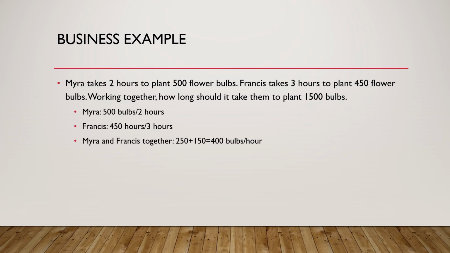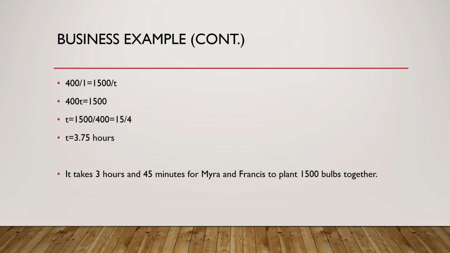Myra will plant about 250 bulbs per hour, and Francis will plant about 150 bulbs per hour, so added up that is equal to 400 bulbs per hour. You then set 400 over 1 hour equal to 1,500 over t, which gives 400t equals 1,500. t then equals 1,500 over 400, which is equal to 15 over 4. So it takes Myra and Francis 3 hours and 45 minutes to plant 1,500 bulbs together.